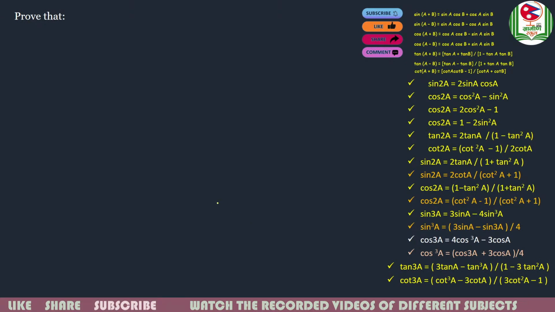Now here you can see that we have solved very simple and basic problems on these multiple angles, and now we will solve some proofs. We have to prove some identities. So first, it is given sin A equals plus minus root under 1 minus cos 2A upon 2. And how is this formula obtained? Here you can see that cos 2A equals cos square A minus sin square A, and cos 2A equals 2 cos square A minus 1, and cos 2A equals 1 minus 2 sin square A. So using this relation, you can easily find out that sin A equals plus minus root under 1 minus cos 2A upon 2.